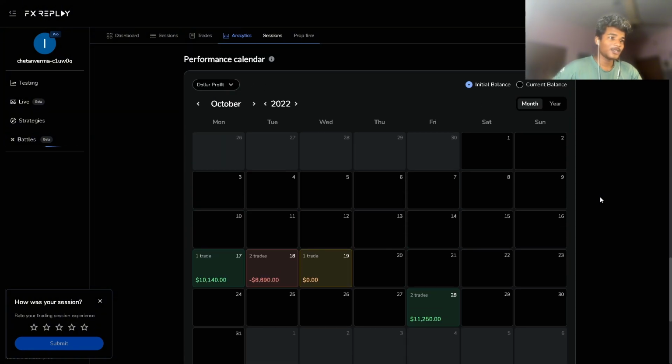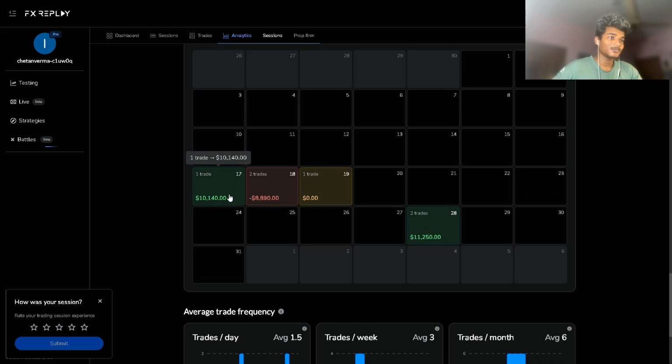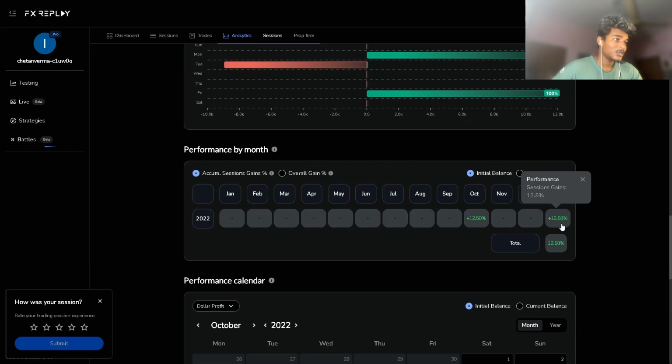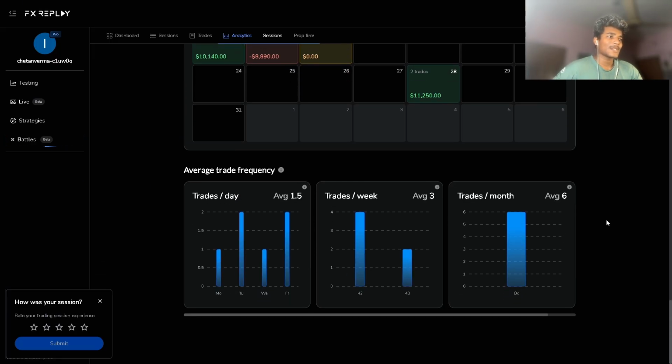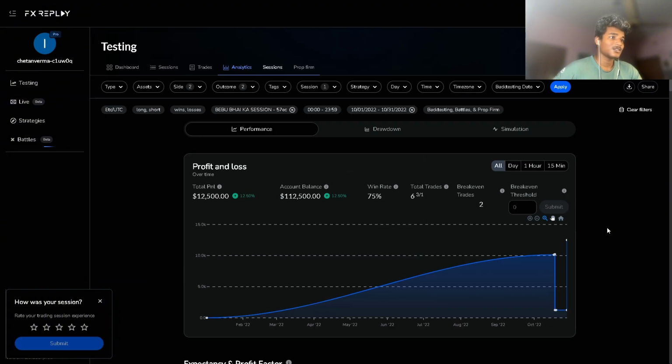So I took 1, 2, 3, and 4 trades this month. So first was a win, second was a loss, third was a break even, and fourth was a win. So overall I am up this month around 12%, and I have taken 4 trades, and my win rate so far this month is 75%. So not a bad month, but I do feel like PA was nicer than the previous months.